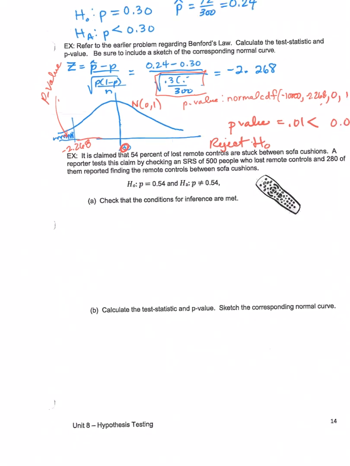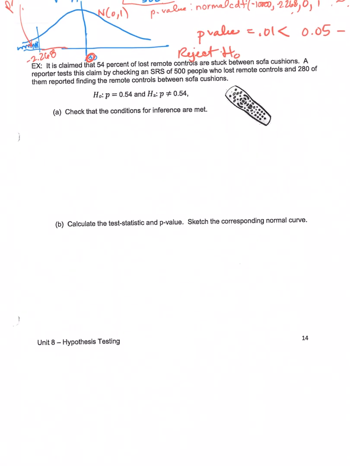Let's actually go and do another one. It's claimed that 54% of lost remote controls are stuck between sofa cushions. This is a fun statistic, isn't it? Somebody probably paid money for this to be an actual thing. It says, a reporter tests this claim by checking a simple random sample of 500 people who lost their remote controls, and 280 of them reported finding the remote controls between the sofa cushions. Please check, it gave you the H0 and the HA.